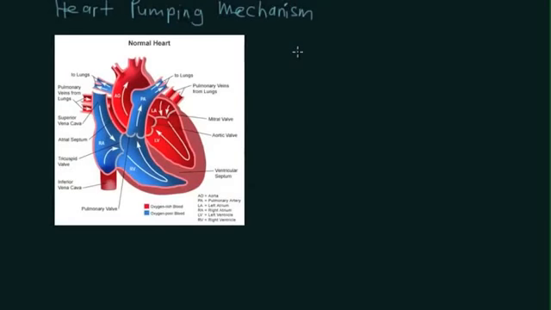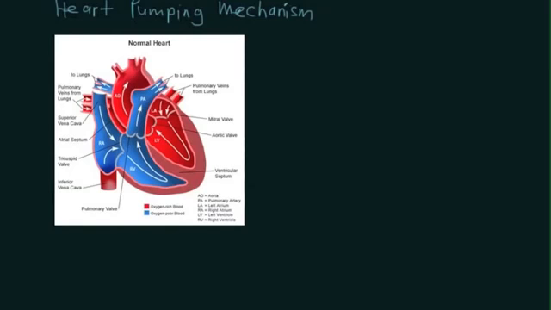Okay, hi. So in this video, we'll be talking about how the heart pumps the blood. I have here the diagram of the human heart. I will not go into detail regarding the structure of the human heart, because I assume that you guys basically know the structures involved in the human heart. But anyhow, you still have the labels here, just to refresh your mind regarding the structures involved.